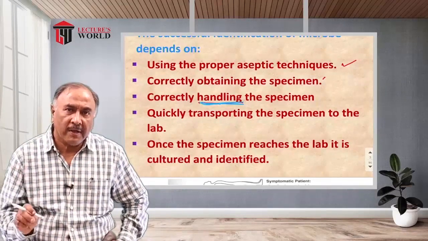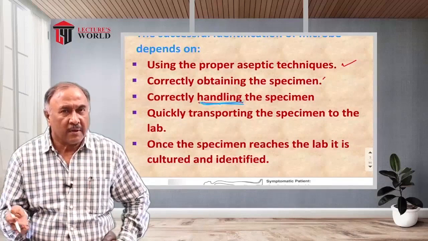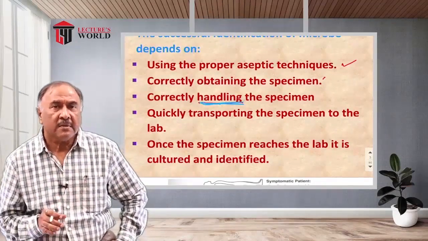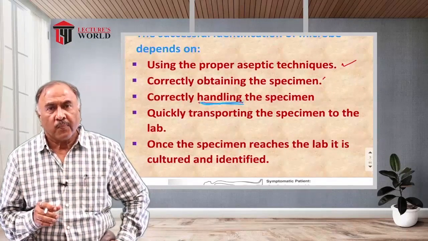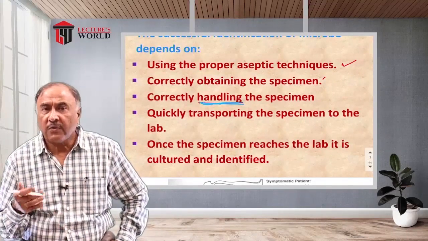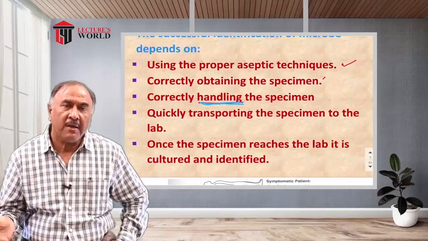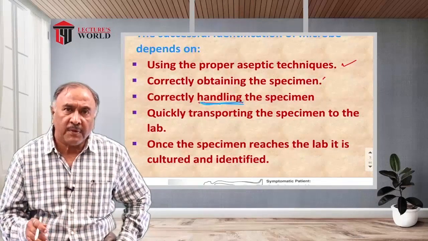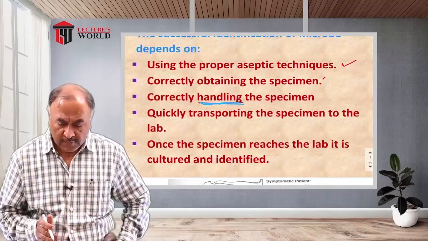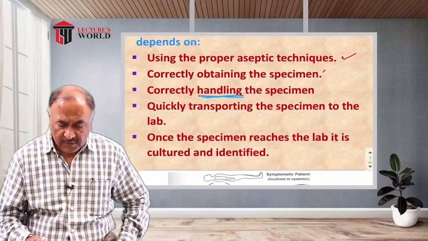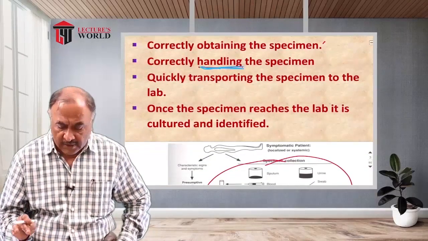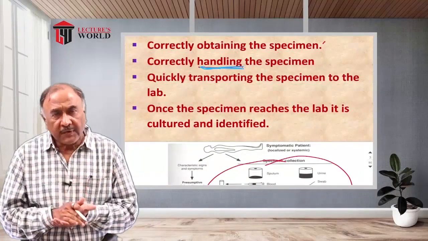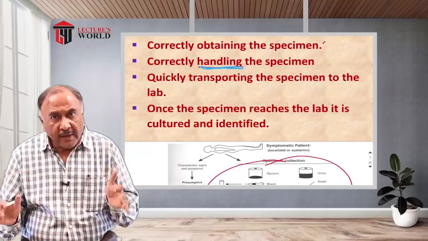If it is not properly clean, then certain chemicals or other materials present in that container may interfere with the specimen. And if it is not sterile, then there can be contaminants entering the specimen from external sources. And therefore, what is necessary is correctly handling the specimen. Now, let us say that we have properly collected the specimen in a proper container.